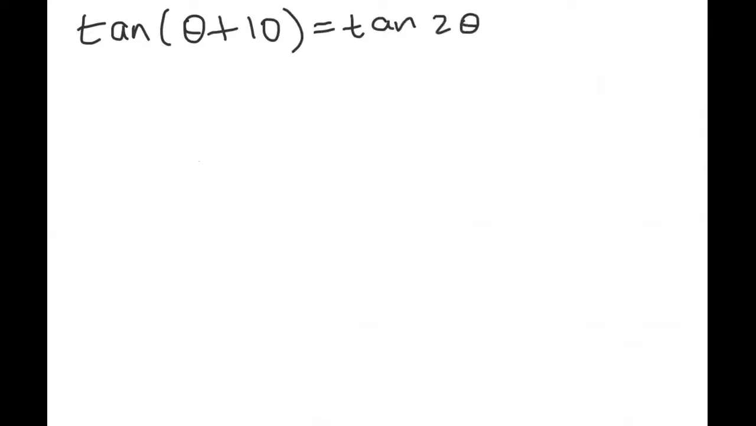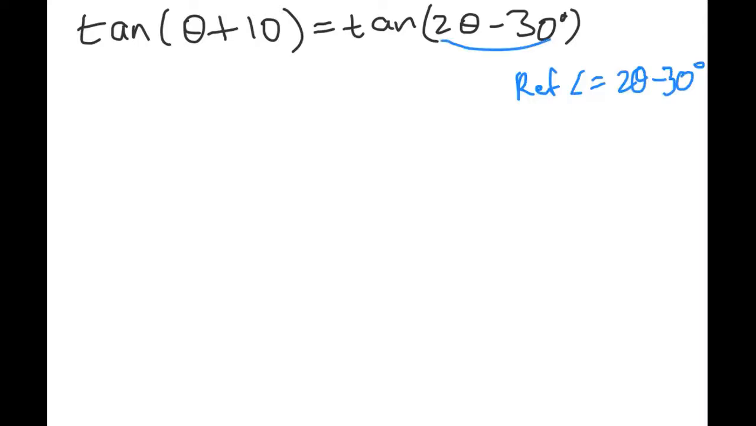So let's do tan(theta + 10) equals tan(2 theta - 30). Keep that in a bracket. Again, I'm just going to say here, the reference angle equals the 2 theta minus 30. It's always a reference angle, just keep it over there.